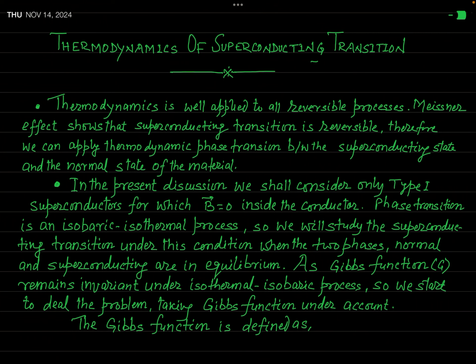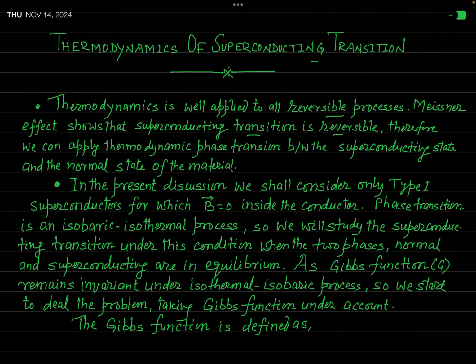In fact, thermodynamics is well applied for the reversible processes. And you have studied Meissner effect in very detail previously, and you have seen that Meissner effect shows that the superconducting transition is reversible. It means according to Meissner effect, when a superconductor transits from normal state to the superconducting state or the superconducting state to the normal state, this is possible in both directions, and so we simply say that this transition is a reversible process.